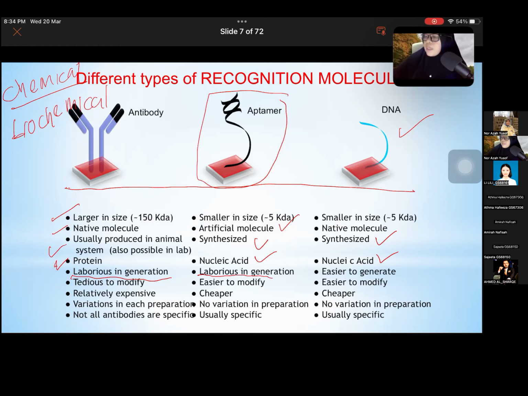Okay, aptamer, even though it can be chemically synthesized, requires designing. Aptamer requires design. You have to design the aptamer. I will not be talking about aptamer today, only DNA. So that's why it is mentioned here as laborious, because of the designing process. This one is quite easy because the DNA sequence, I'll explain later, is already in the system. Okay, I'll talk about it. All right, so these are among the comparisons between these three biomolecules.